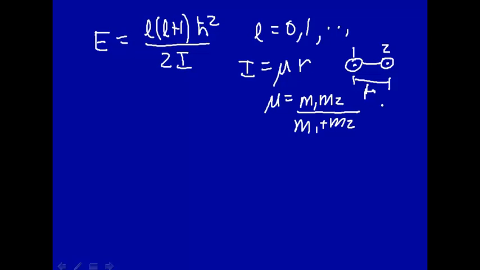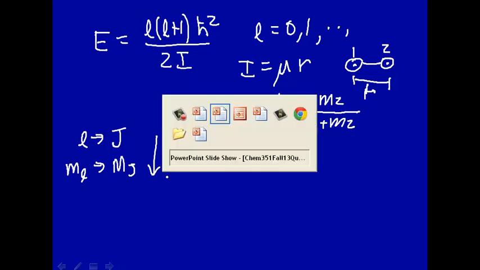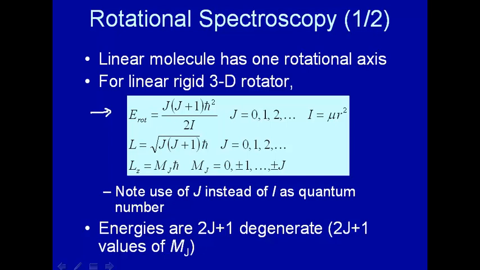R is the bond length. All right, what the chemists decided to do in their infinite wisdom is to change notation here. So the quantum number L is now given the symbol capital J, and the quantum number M sub L is now given the symbol capital M sub J, and those are the quantum numbers we use. They're the same thing, but they're the quantum numbers we use when you talk about rotational spectroscopy. So with that change in notation, these are the energies of a rigid rotator, where it's just J(J+1) h bar squared over 2I.